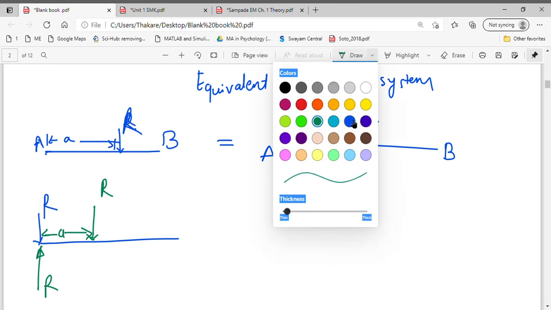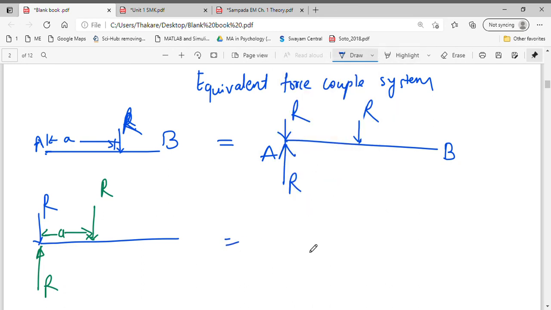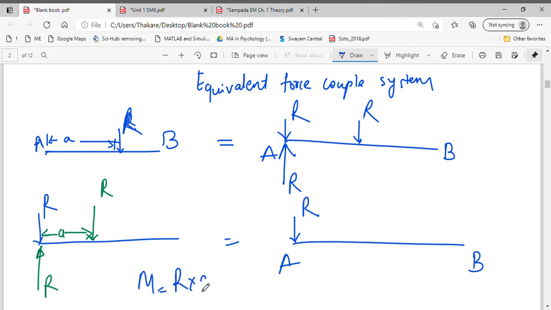So in the end I will have a segment AB on which there is a force R, and what will be the moment of this couple? M will be equal to R into a. And in which direction will this moment be? It will be in the clockwise direction. So one clockwise moment of magnitude R into a. This is how you determine the equivalent force couple system.